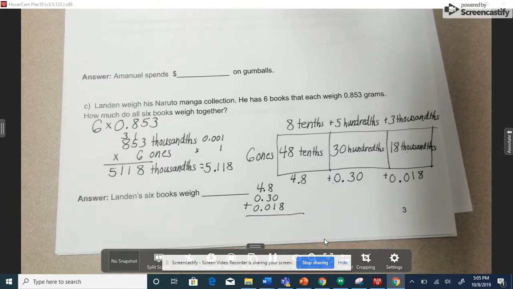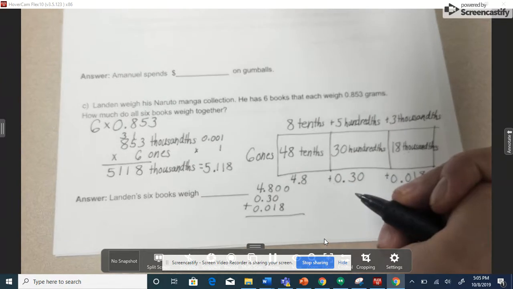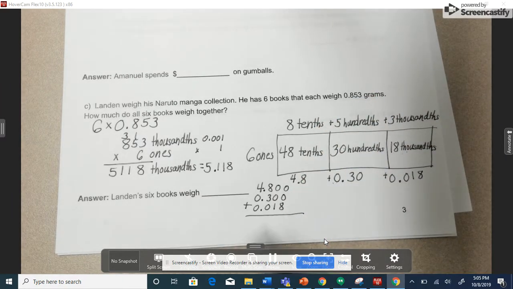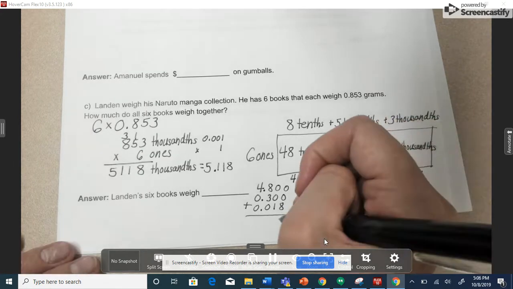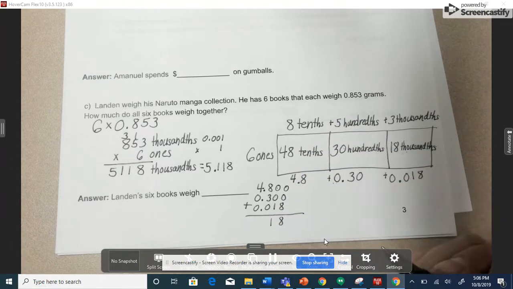Notice I lined up my place values. So I'm adding all the tenths together. I'm adding all the ones together. I'm going to put a 0 in the hundredths and thousandths place in my first and second number. So all my place values are completely filled. 0 plus 8 thousandths is 8 thousandths. 0 plus 0 plus 100 is 100.